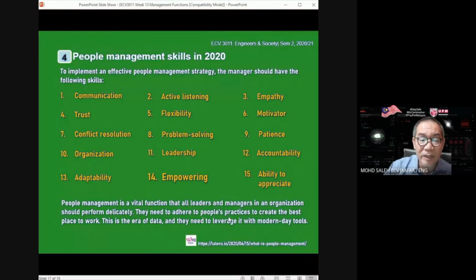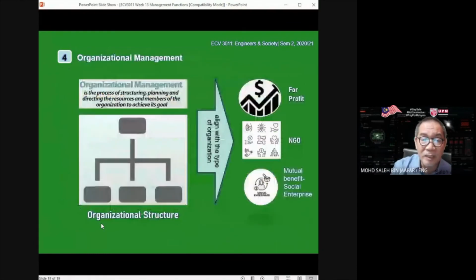So these are some of the management skills, and this is why some people are willing to die for some leaders, because they see the qualities of the leaders that they have. So this is the management skills. Those are what we call people's management.